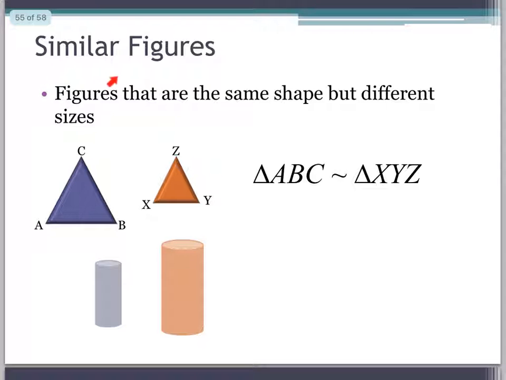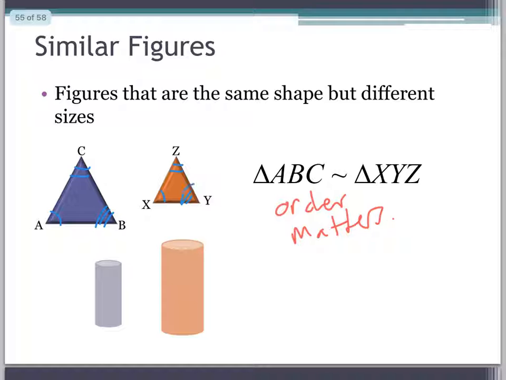So similar figures, similar, not congruent, similar. Figures that are the same shape, but their sizes are different. Order again matters here. Now, the angles still match up. That's the rule here. So when we say A matches X, B matches Y, C matches Z, I mean that. So A matches X, C matches Z, and again B matches Y.